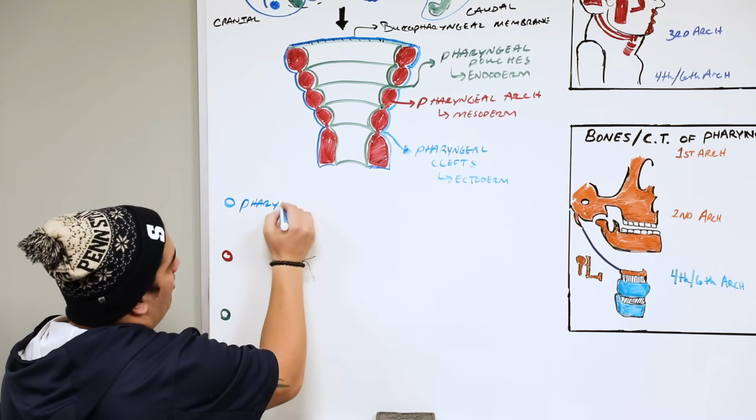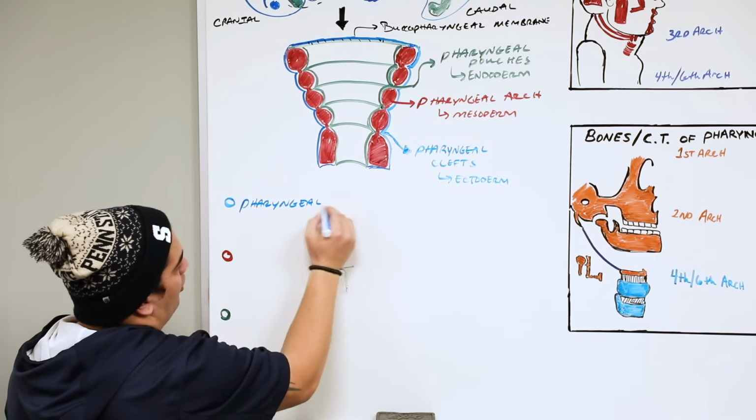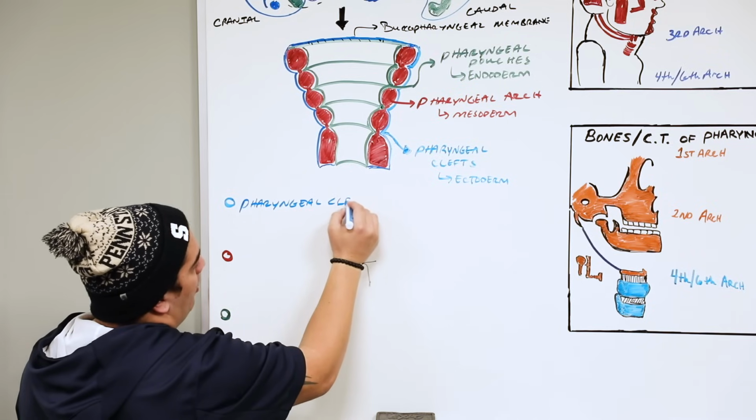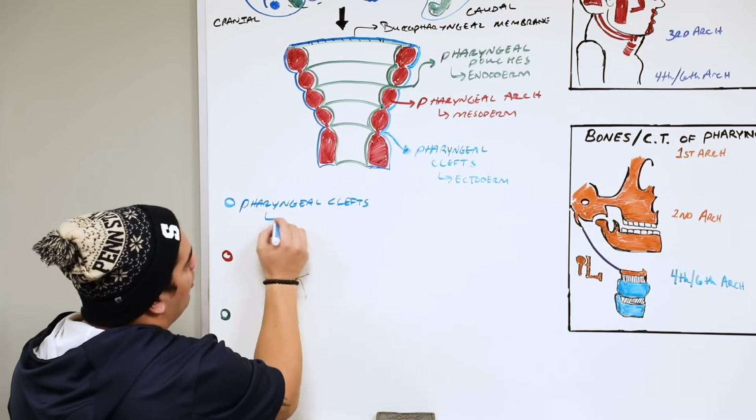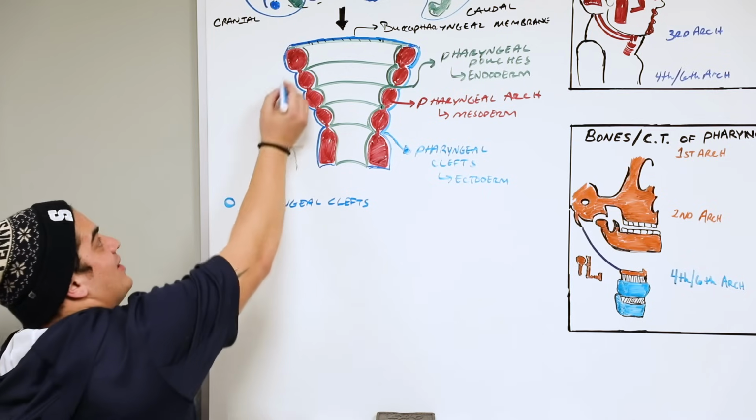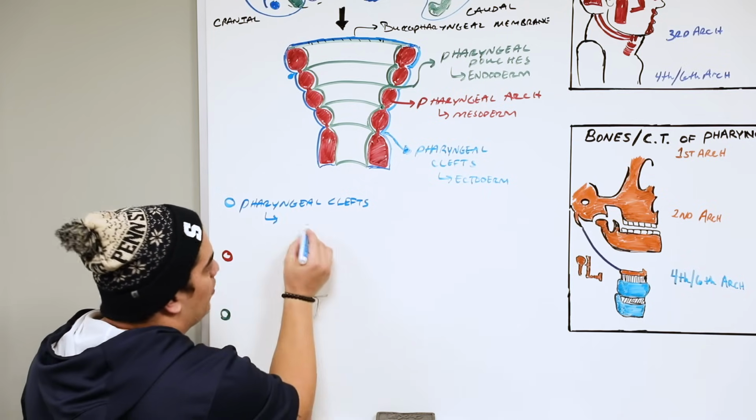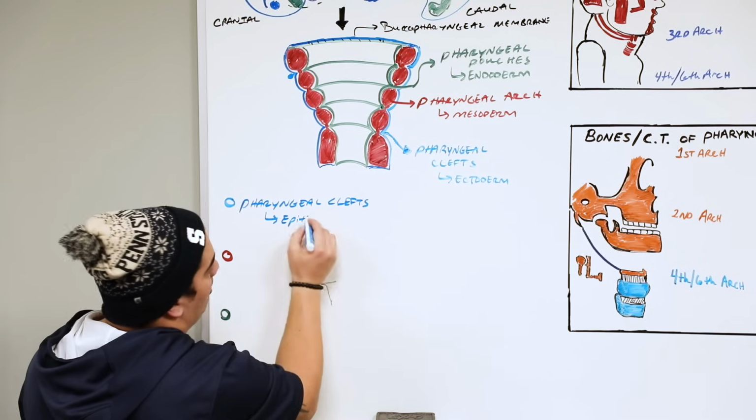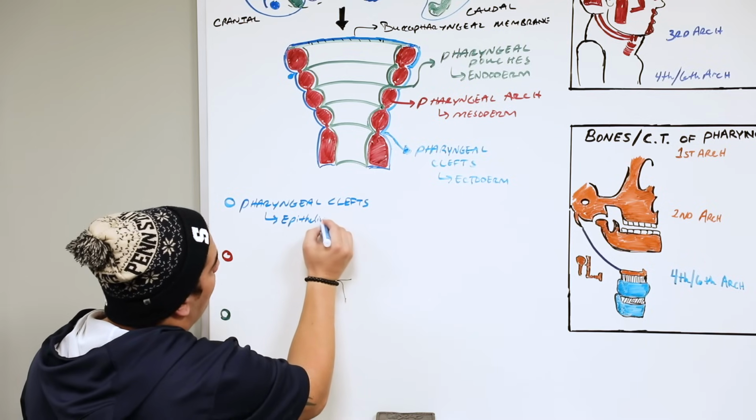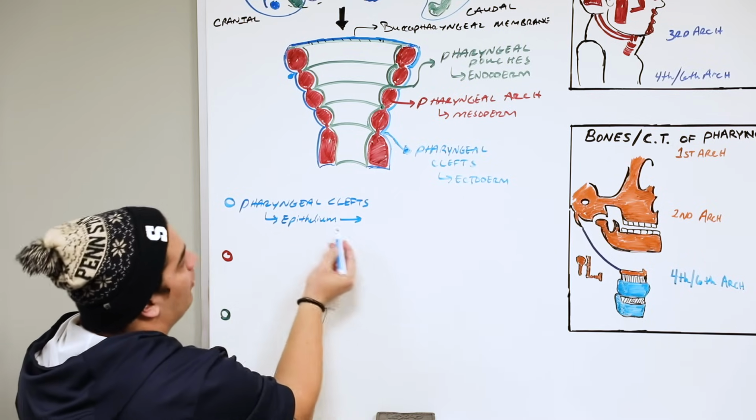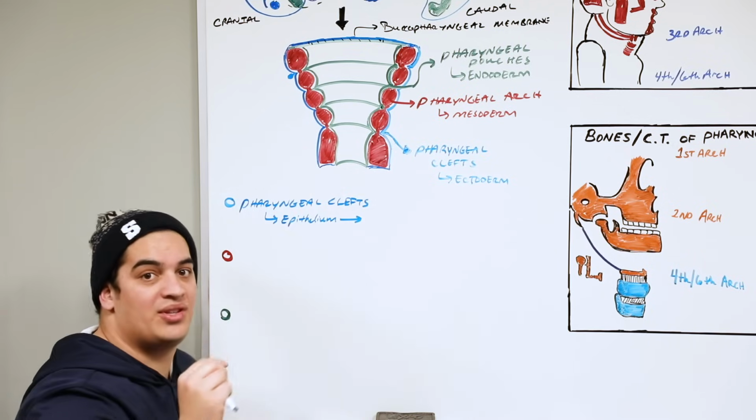The pharyngeal clefts, remember we said, are basically ectoderm, right? And again, we can call them grooves as well. Really the only one that you need to know here is this first little pharyngeal cleft. What this will become is epithelium. So remember, it is ectoderm, but that ectoderm is going to give way to epithelium.